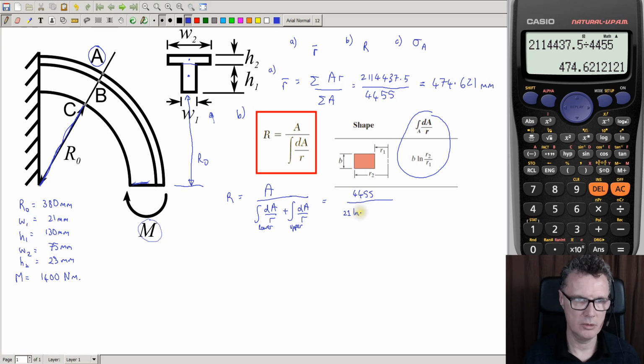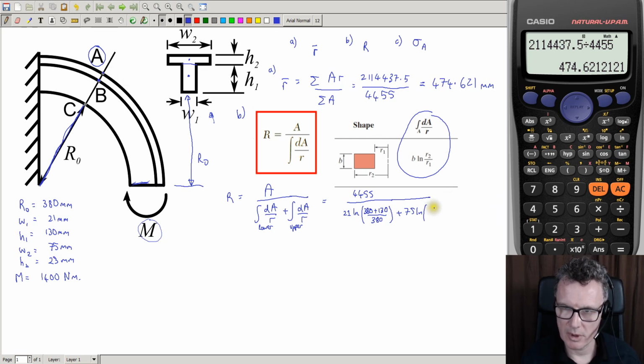So R2 is going to be this position here where B is. So that's, I'll let my calculator do the work. 380 plus 130 divided by 380. Okay, so the next one to add on will be the top section. So that's going to have a width of 75. Natural log, right, so the lower R will be at that point B and the upper R will be at that point A.